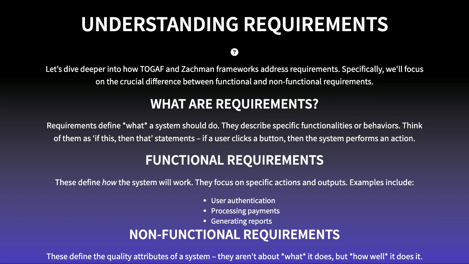Okay, let's talk about the foundation of any good system: requirements. We're going to look at functional and non-functional ones. Think of functional requirements as all the specific things a system needs to do, like logging in or processing payments. They define what it does. But then there are non-functional requirements, which aren't about doing something, but how well it's done. These are about qualities like speed, security, and ease of use. It's crucial to consider both when designing your IT architecture. Let's break down the differences a little further with a simple table.